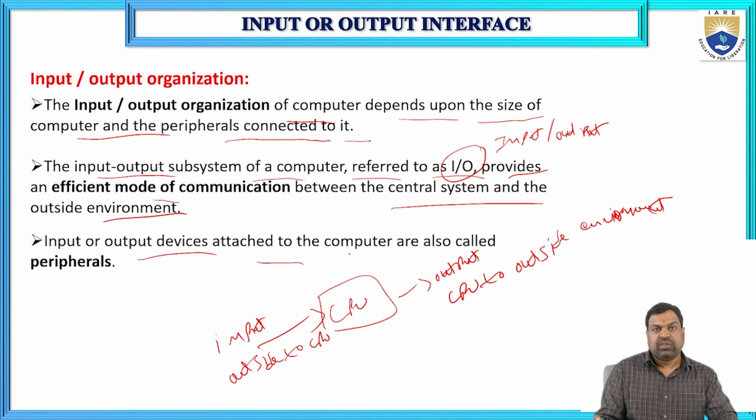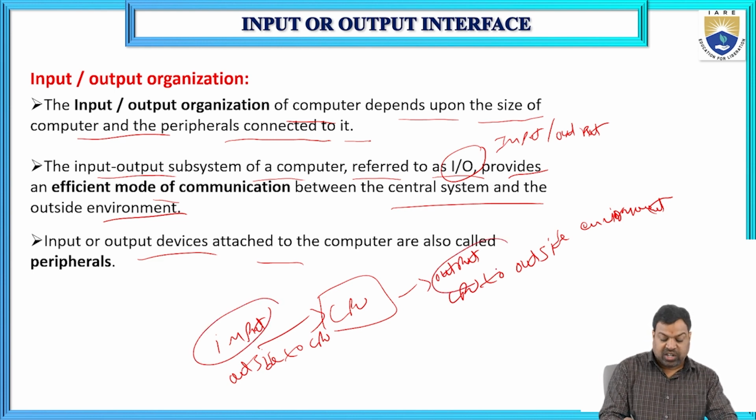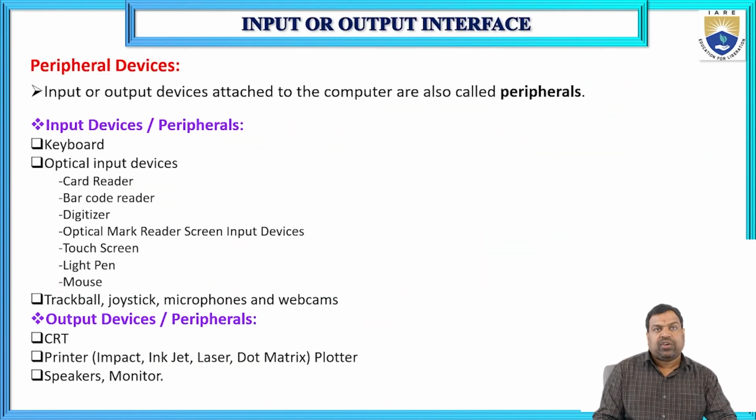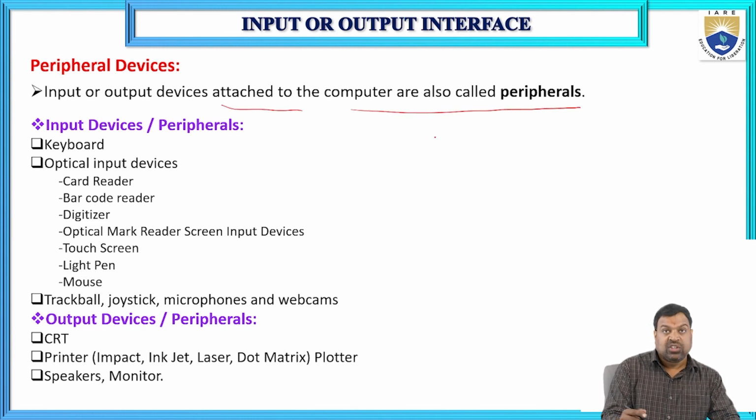Input or output devices attached to the computer are also called peripherals. So what are the inputs and outputs connected to the CPU? Those we are calling peripherals. So these input output devices attached to the computer are called peripherals. There are two types of peripherals: input devices and output devices connected to the CPU.